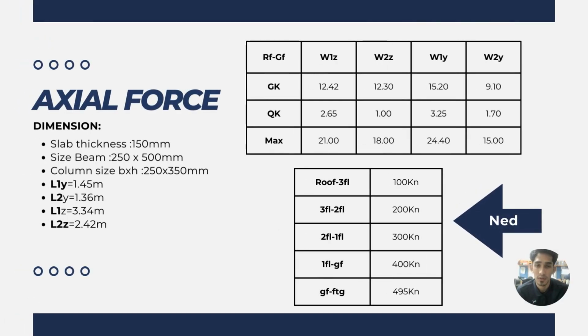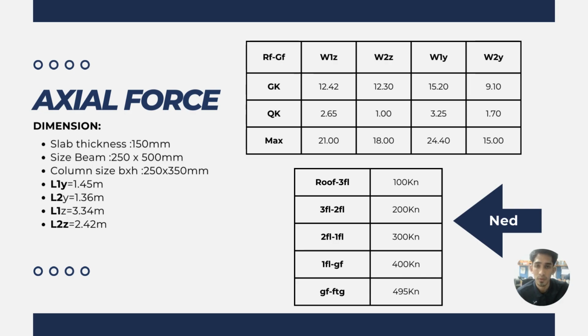Okay, for the axial force for the column that we choose, the front beam is 1.55 meter, the back is 1.36 meter, and the left is 3.34 meter, and the right is 2.42. So from that, we need to calculate the load distribution for the 4-storey building.